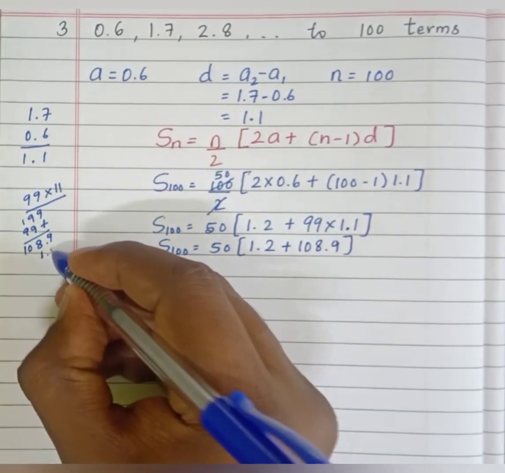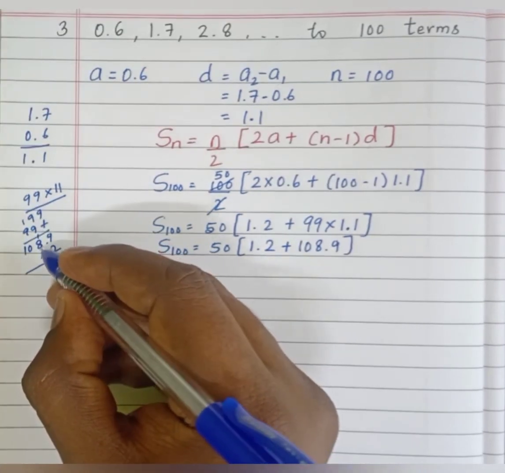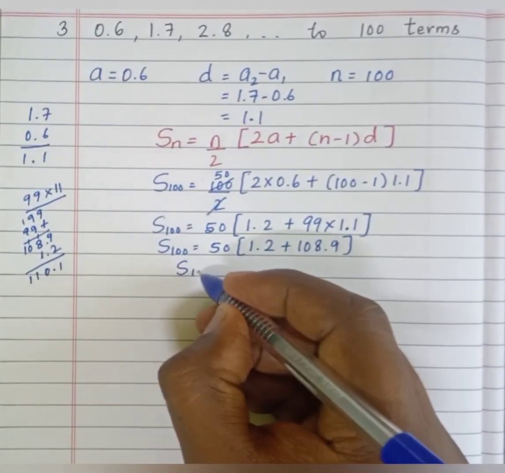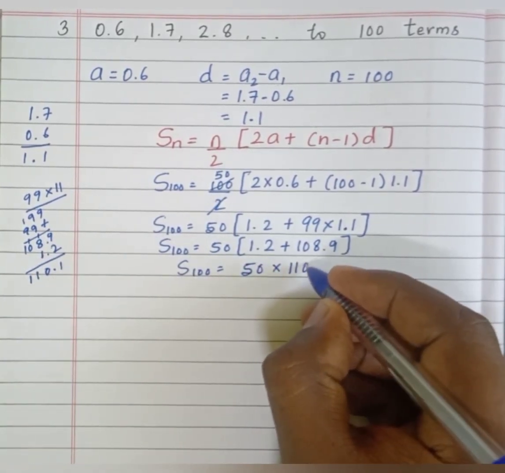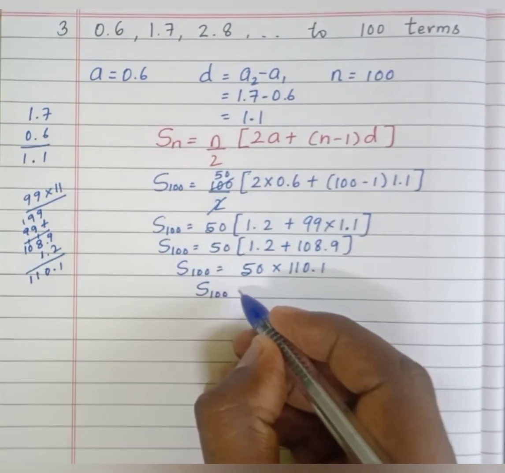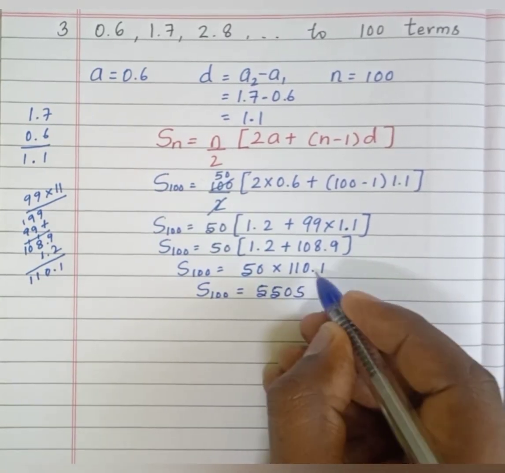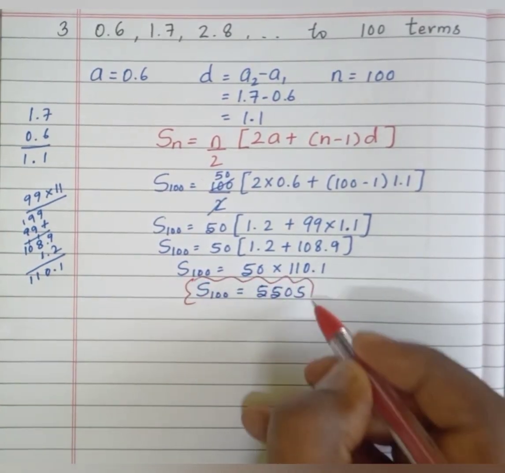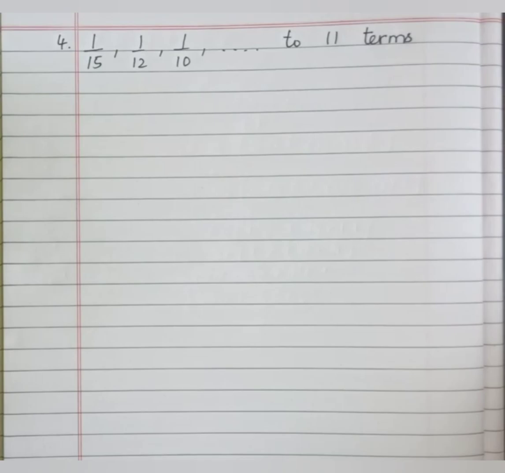Now S100 equals 1.2 plus 108.9, adding we get 110.1. Now S100 equals 50 times 110.1. Now multiply 50 and 110.1, we get 5505. The sum of 100 terms of the given AP is 5505. You should be careful when you are multiplying decimal numbers.